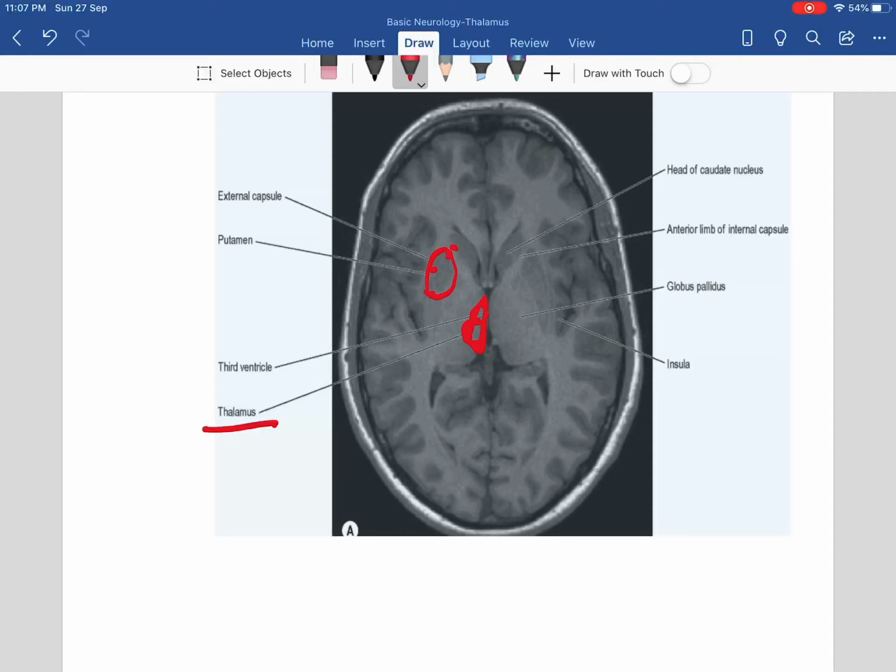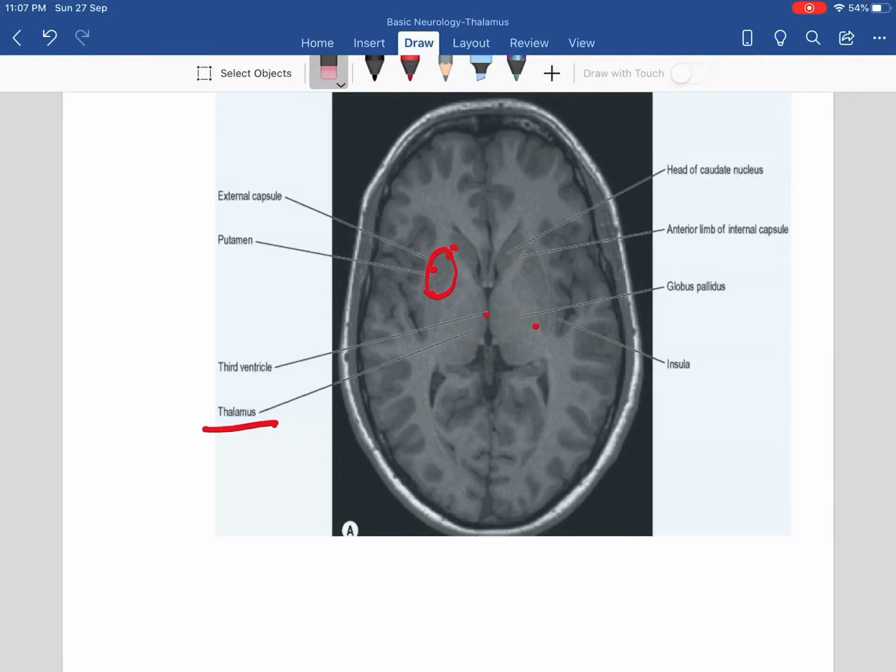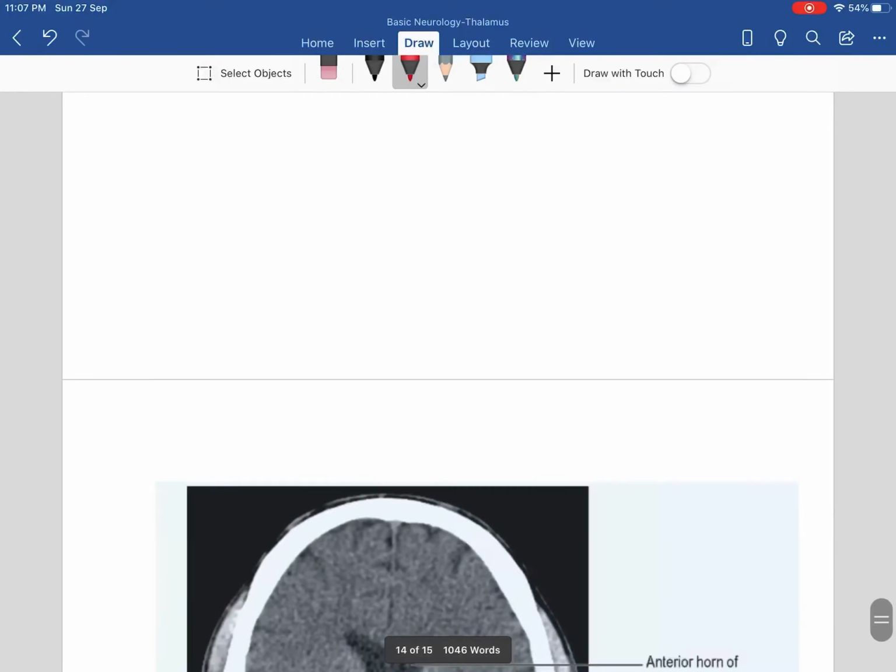Then putamen, globus pallidus we know, external capsule we know. Okay, so laterally what is the relation to the thalamus? Again there will be internal capsule. तो ये दिख रही है यहाँ पे, this is the internal capsule. Okay, then more lateral to the internal capsule, what is the structure? Again there is lentiform nucleus and then external capsule. So this is globus pallidus, they have also shown this.